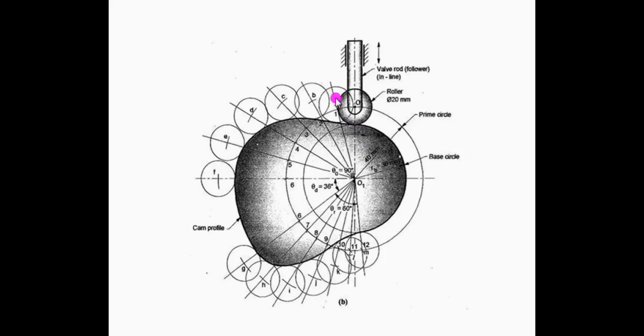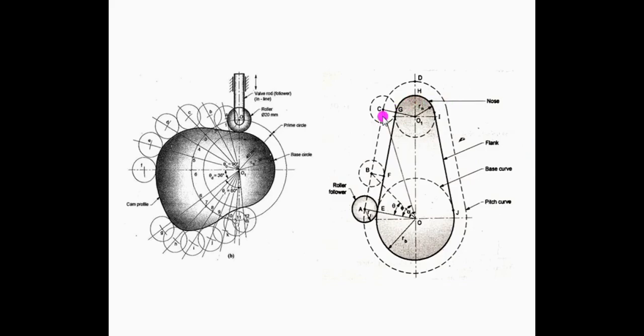firstly the follower motions such as uniform motion, uniform acceleration, simple harmonic motion and cycloidal motion are considered. Based on those follower motions, the cam profile is drawn. Secondly, this cam profile is not symmetric about any axis. This non-symmetry increases its difficulty of manufacturing, hence the cost of manufacturing increases.